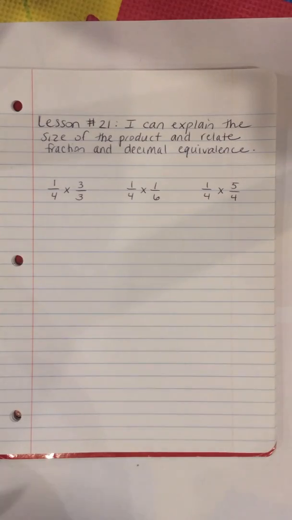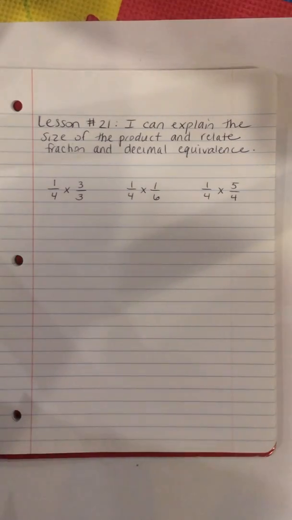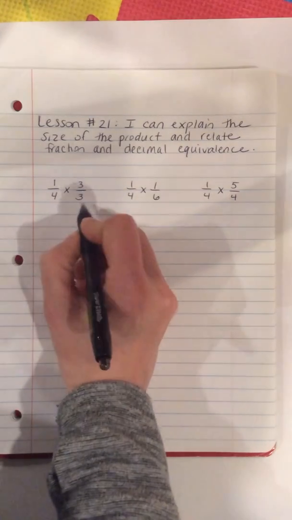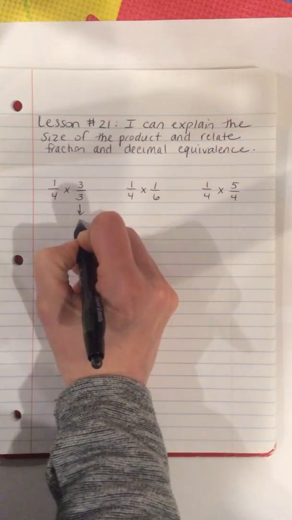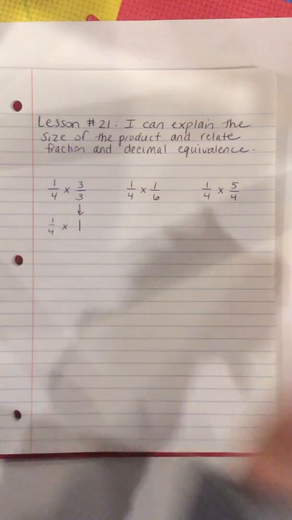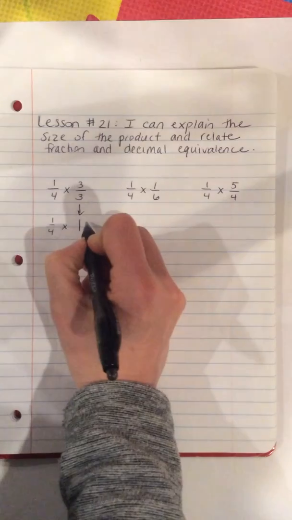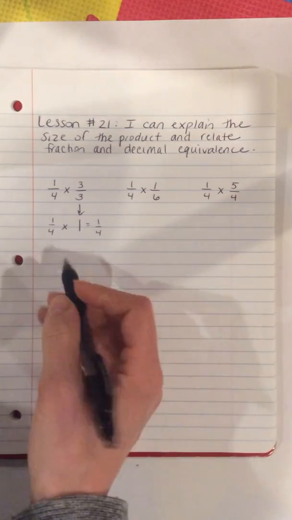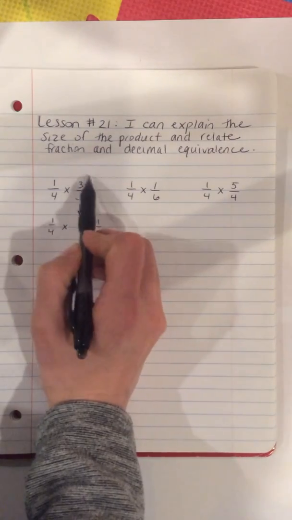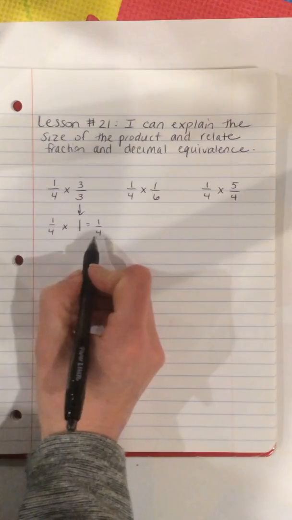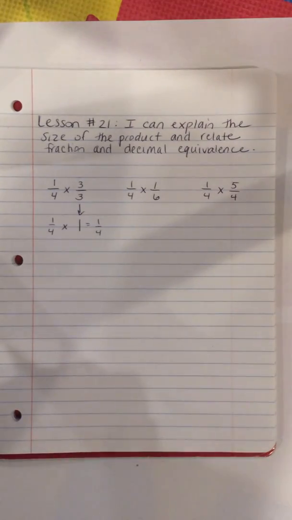So again, you were supposed to look at this without solving. 1/4 times 3/3, hopefully you realize that 3/3 is the same as 1 whole. And anything times 1 is just itself. Right, so 1/4 times a fraction that's equivalent to 1, 3/3, would leave you with what you started with.